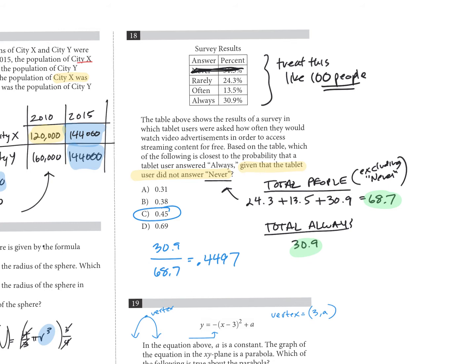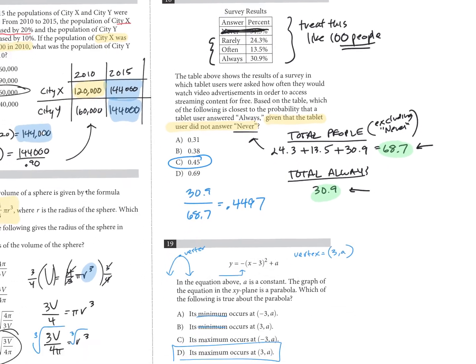Out of the people that I am concerned with, the rarely, often, and always people, there are 68.7 people in that category, pretending they're people. Out of that 68.7, 30.9 said always, right? So 30.9 divided by 68.7 is 0.404497, which is about 0.40. Tricky question. You had to limit your bottom line in the probability to just those three categories: rarely, often, and always.